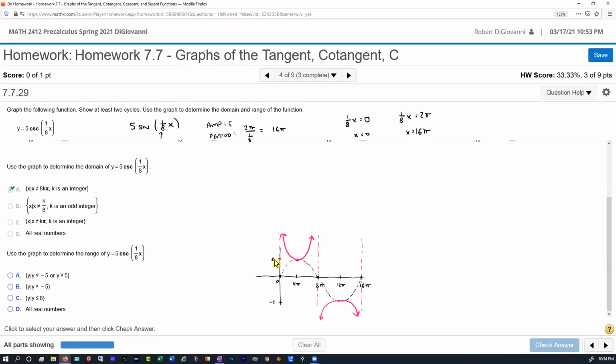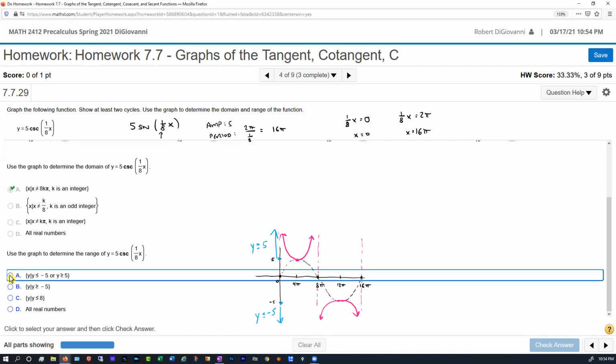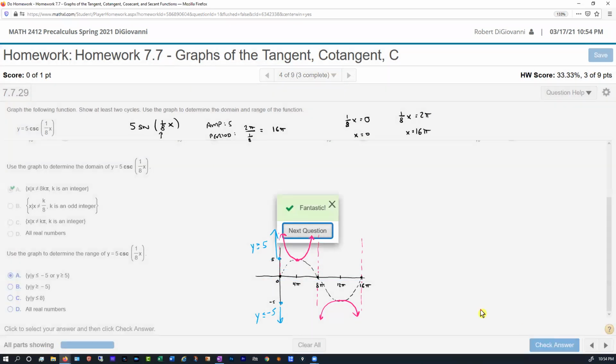And then the range. Now the range you have to be careful with because the range is only the y values that it takes on. So we know that we get y values from 5 up and -5 down. So the way we'd say that is that the y value must be less than or equal to -5. That's this. Y must be less than or equal to -5. And then y must be greater than or equal to 5 would be that. So it's got to be this first one. And that's it.